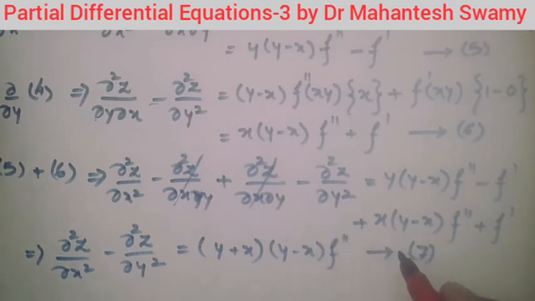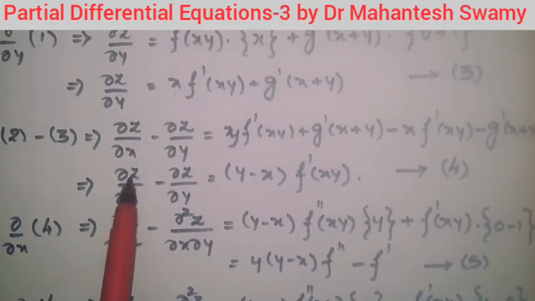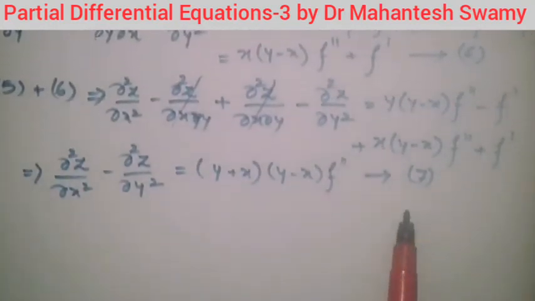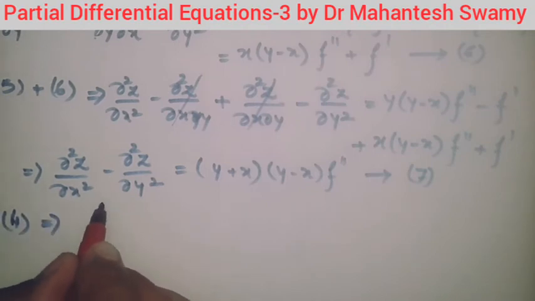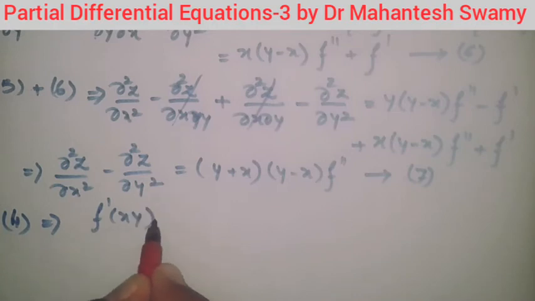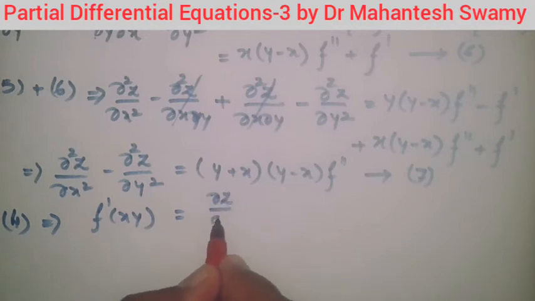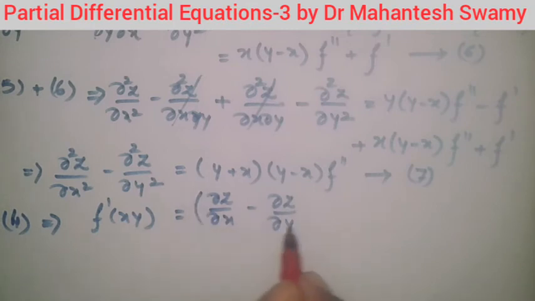Because we have to eliminate f′ also, in order to eliminate f′ we will once again call back equation number 4, and from 4 we can have the value of f′. The value of f′ is this divided by (y − x). So equation 4 implies that f′ of xy, argument we shall keep as it is, is equal to ∂z/∂x minus ∂z/∂y, this is in the numerator, divided by (y − x) in the denominator.